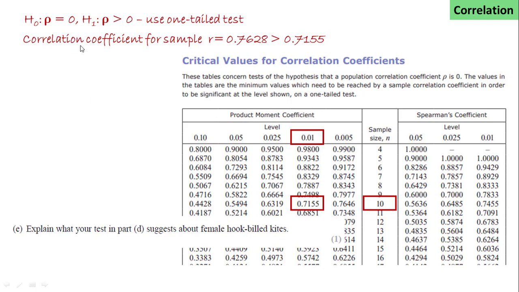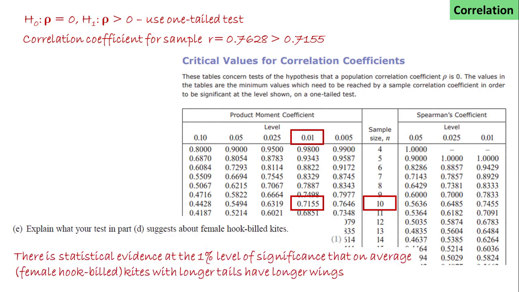So that means there's sufficient evidence to reject the null hypothesis. So we reject the hypothesis that there's no correlation, and we accept at the 1% significance level that there is positive correlation. So in the context of the female hook-billed kites, we can say there is statistical evidence at the 1% level of significance that on average, female hook-billed kites with longer tails will have longer wings.